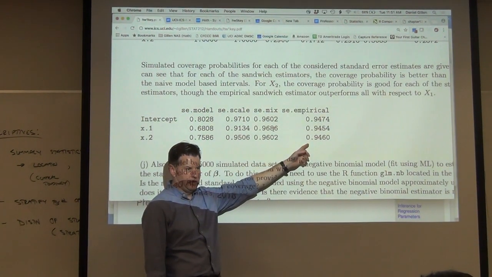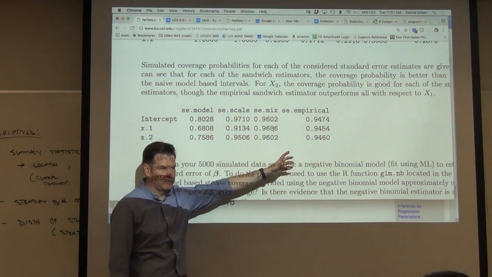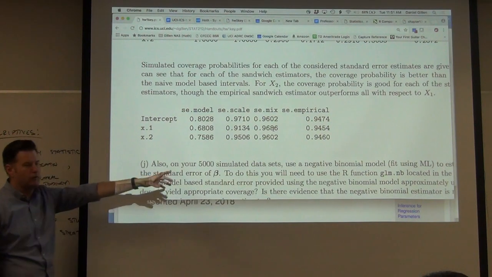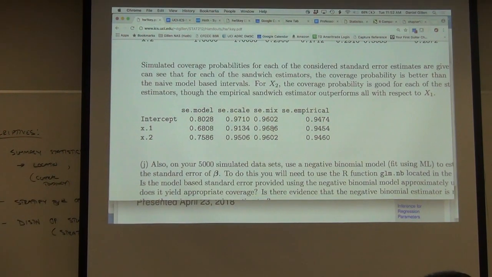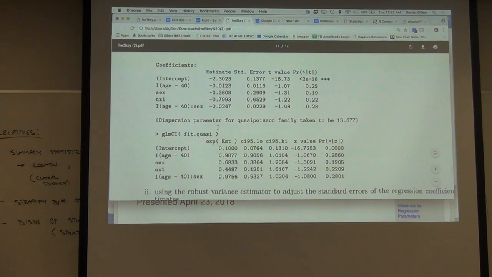150, right? 150 was what it was in this particular problem. You've got 10 times that amount of data, okay? That thing is going to converge way down. You don't have to worry about what the underlying shape of it is, and so hopefully some of you did that and thought about it.